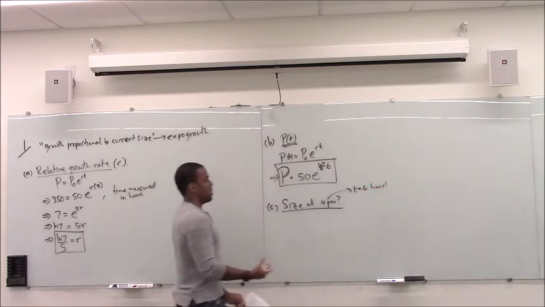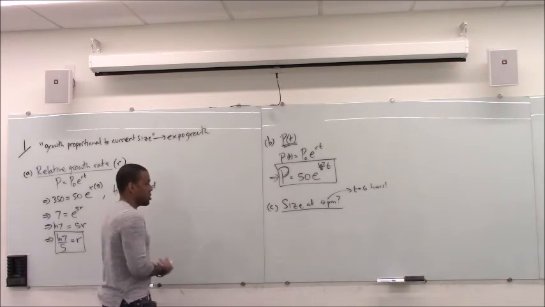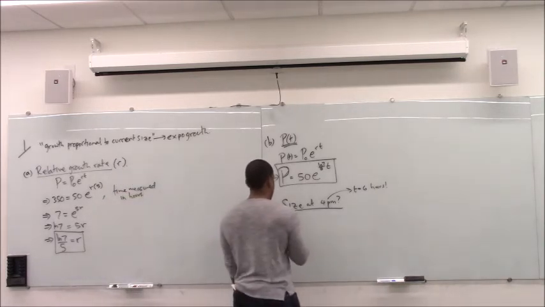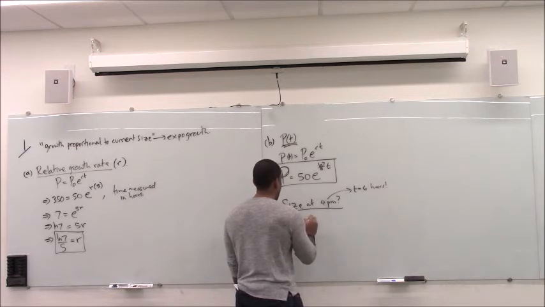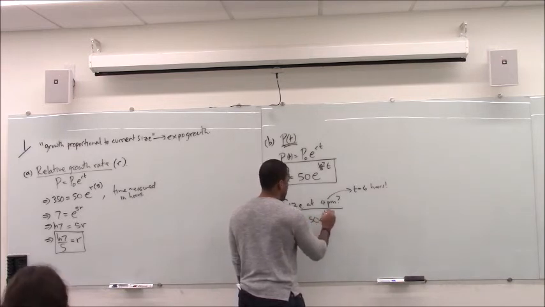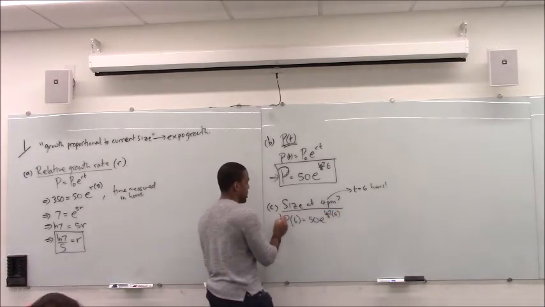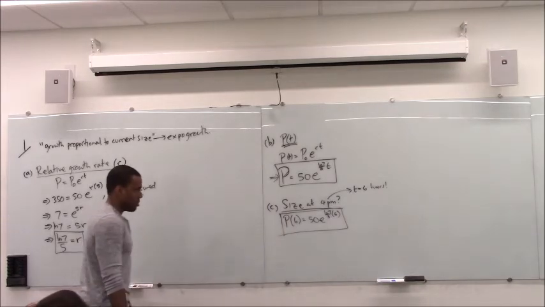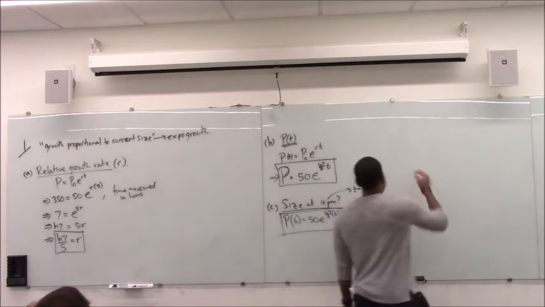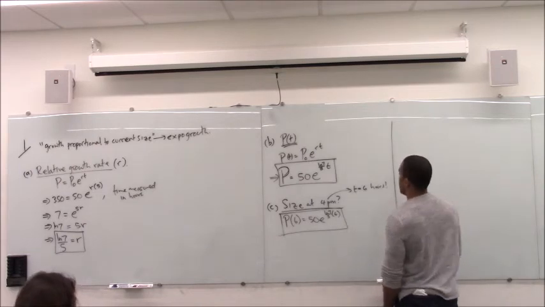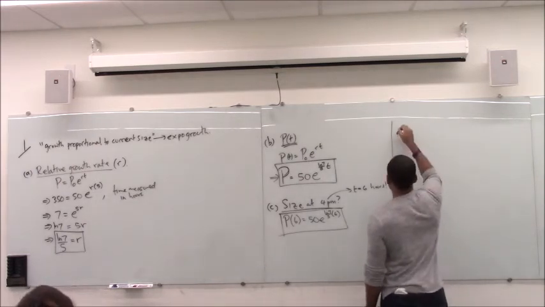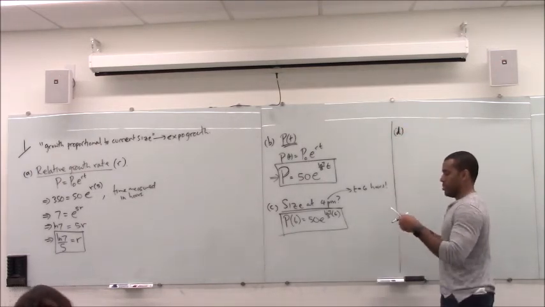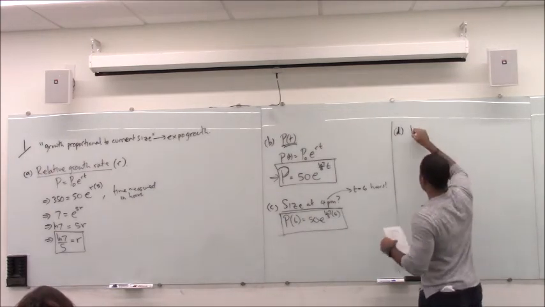Alright, so it starts off at 10 a.m. We're measuring time in hours. So this is just going to be asking for a P of 6, which is 50 e to the ln of 7 over 5 times 6. And whatever that is, that's the answer. If you can't use a calculator, you just leave your answer like that. D. Rate of growth at 4 p.m.